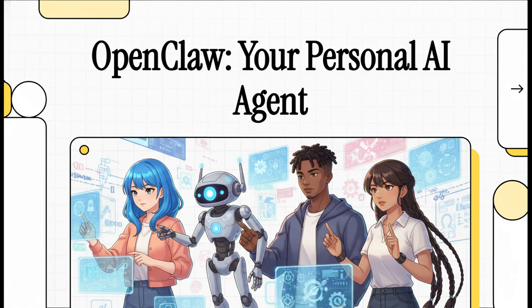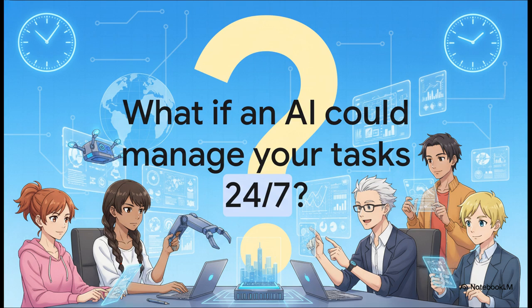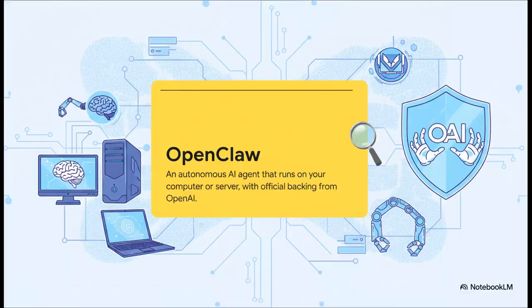All right. Today we're diving into something that could totally change how you interact with technology itself. It's called OpenClaw, and it's basically your own personal AI agent. I mean, just imagine an AI assistant that doesn't just answer questions, but actually actively works for you 24/7, running on your own computer. That's the huge promise we're digging into today.